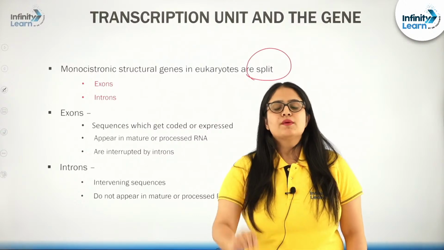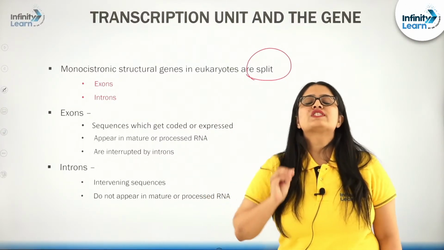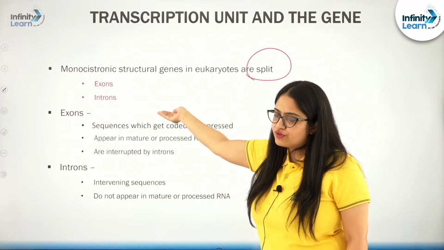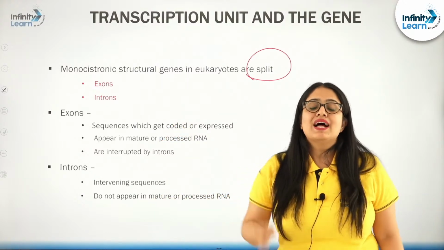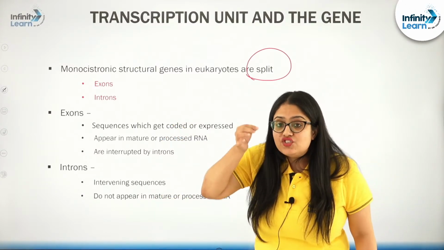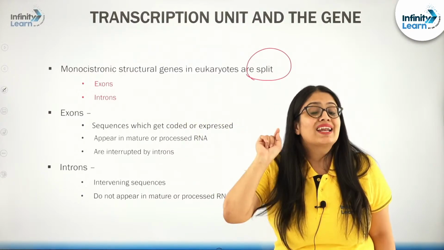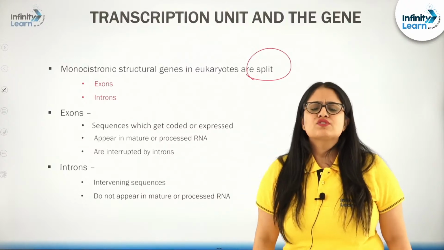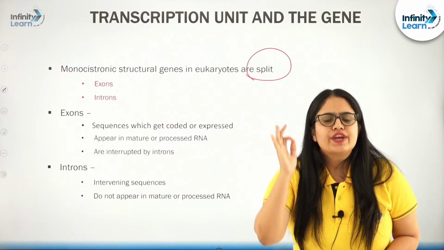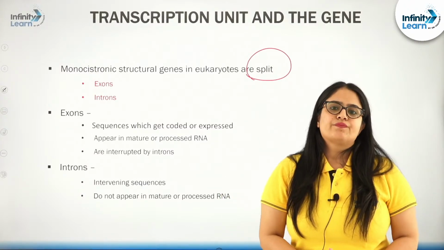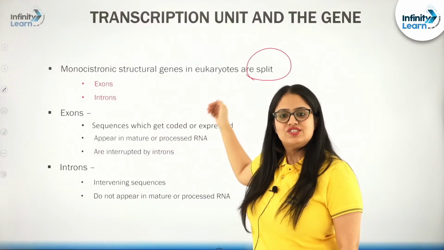I repeat myself, please listen to this carefully. Whenever it is said that a structural gene is of split type, for example monocistronic structural genes, that means the coding sequences are interrupted. Who is interrupting these coding sequences? The presence of introns is interrupting the coding sequences present in these monocistronic structural genes, right?